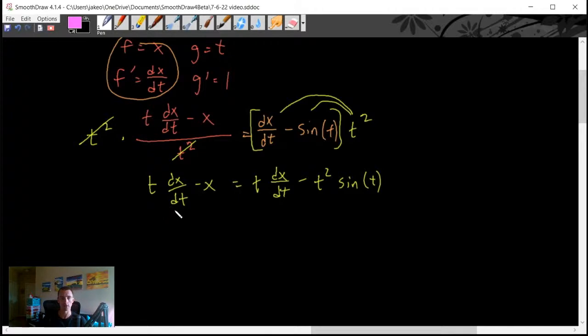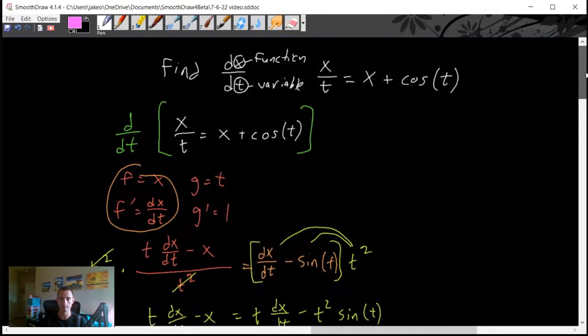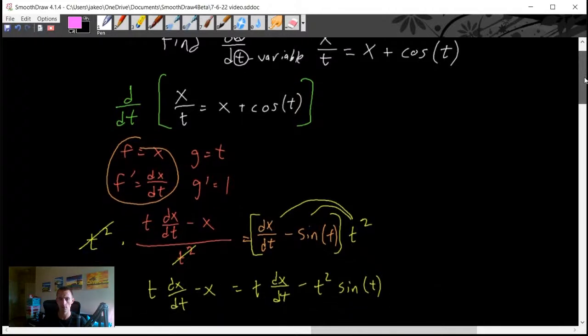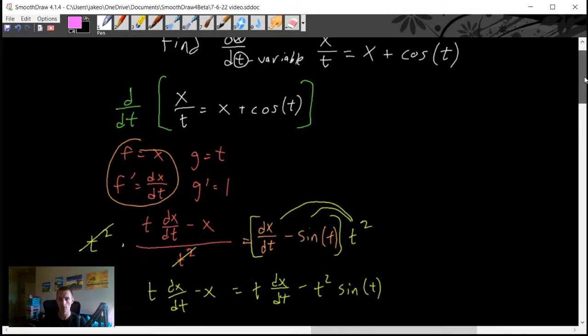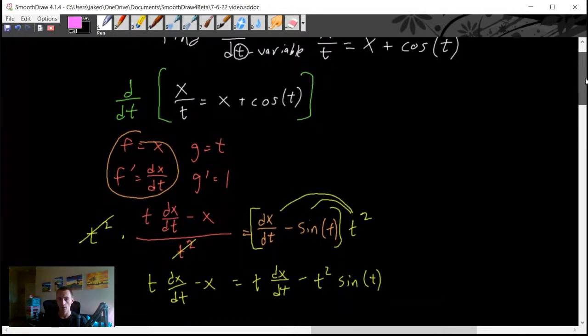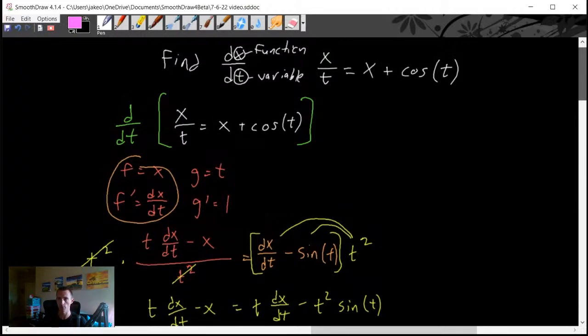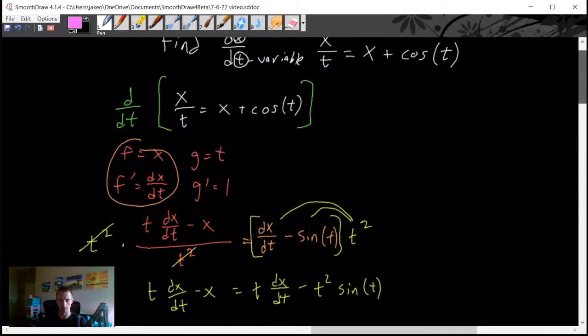So actually, this is kind of an interesting problem. Let's see here. Did I make a mistake somewhere? No, I don't think I made a mistake. I think I picked a very weird example. Sorry about that.